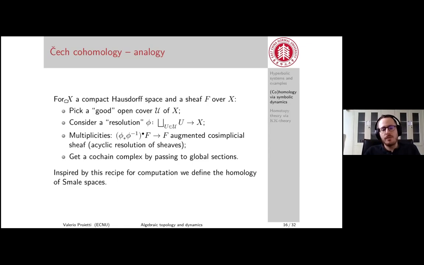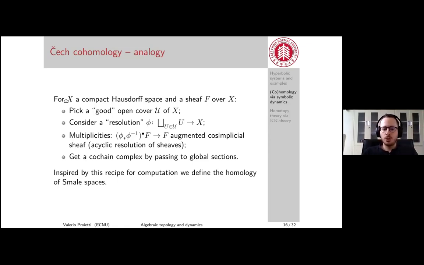So, for example, if X is a compact Hausdorff space and I have a sheaf over X, say of abelian groups. The recipe for computing Čech cohomology, or rather the reason why Čech cohomology computes sheaf cohomology, is that it works in the following way. We pick a good open cover U of X, and we know what good means. And then there is this resolution. We pick the natural surjective map onto X given by the disjoint union of all these opens. And then we consider the multiplicities which make up the Čech cochain complex.